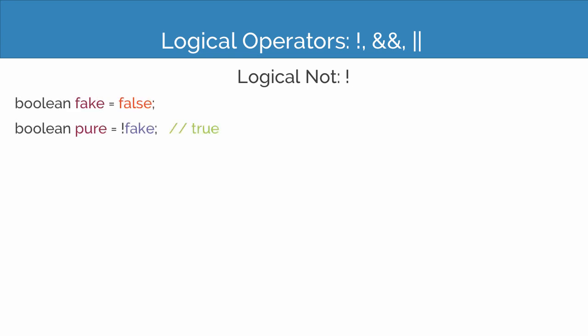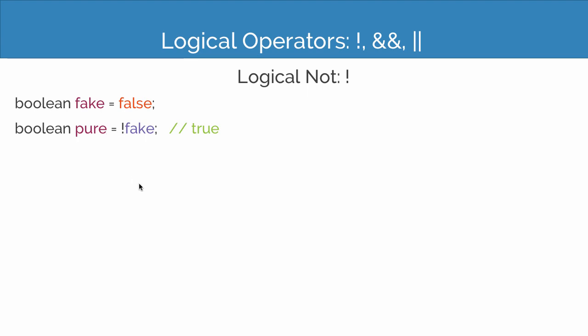Now here down below I have some code. boolean fake equal to false, and then I have boolean pure equal to exclamation mark followed by fake. Whenever we use the logical not operator with some boolean variable, it will simply reverse the value. The fake was having the value of false, now it is true. So this true will be assigned to this pure boolean variable.